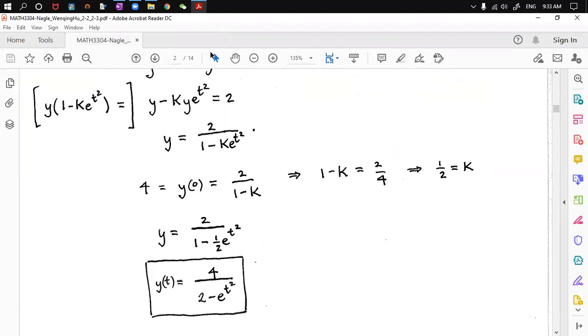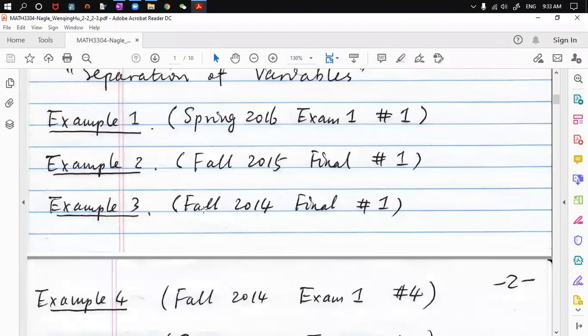From these two examples, we really see how to make use of separation of variables to solve a differential equation.